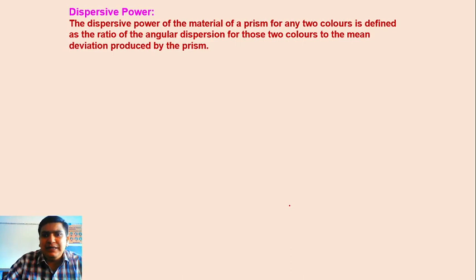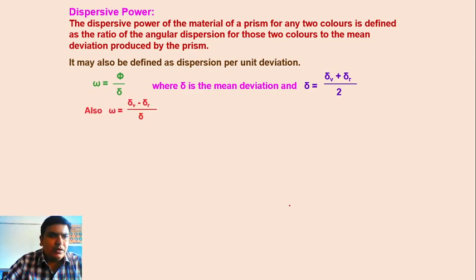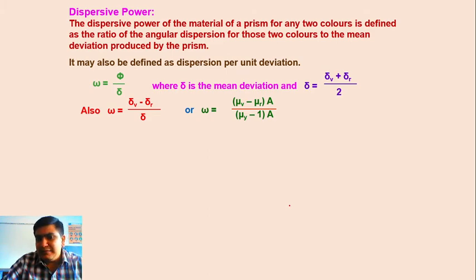Now we are going to calculate dispersive power. The dispersive power of the material of a prism for any two colors is defined as the ratio of angular dispersion for those two colors to the mean deviation produced by the prism. It may also be defined as dispersion per unit deviation, that is omega equals phi by delta, where delta is the mean deviation, that is (delta V plus delta R) by 2. So omega equals (delta V minus delta R) by delta, that is (mu v minus mu r) times A by (mu y minus 1) times A.